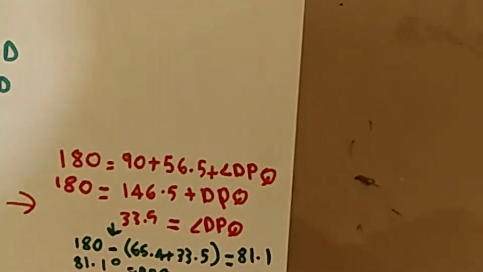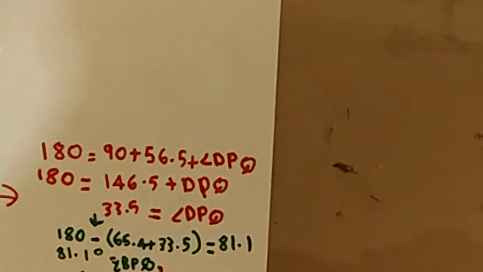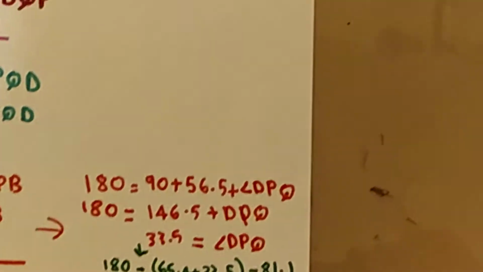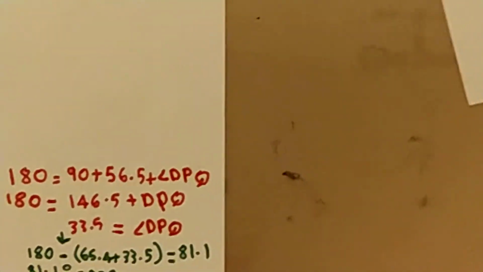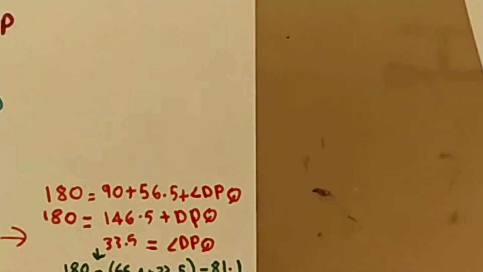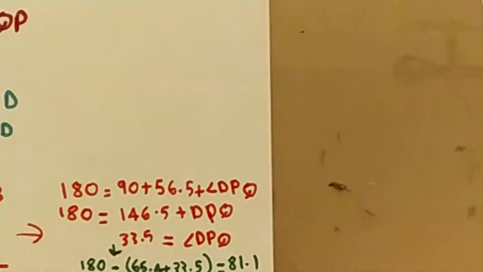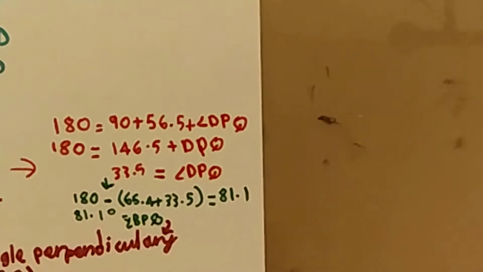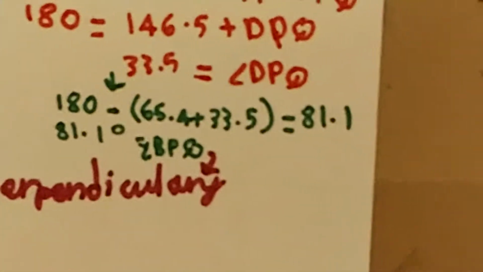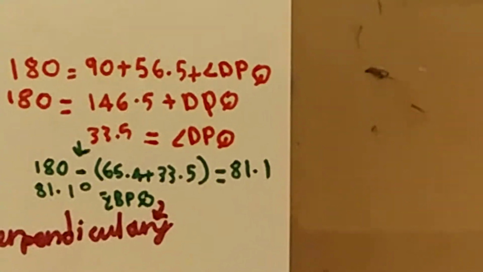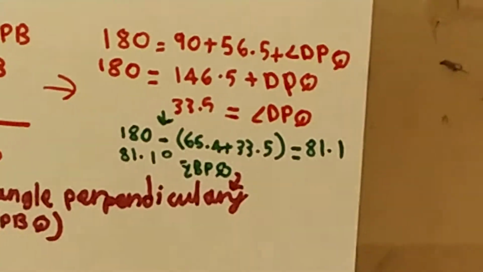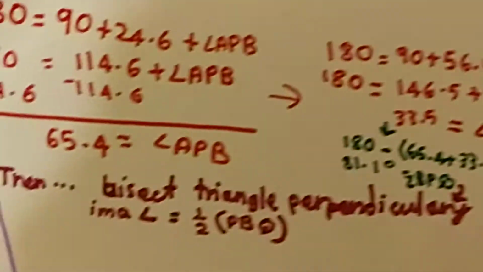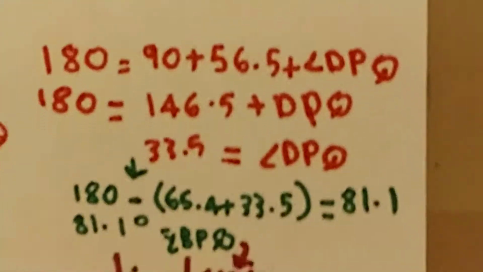Then to find angle BPQ, I did the same supplementary thing for 3 angles since it is a linear pair. I added 90 plus 65.4 plus 33.5 and subtracted that from 180 to get 81.1 degrees, and that equals angle BPQ, as you can see here.